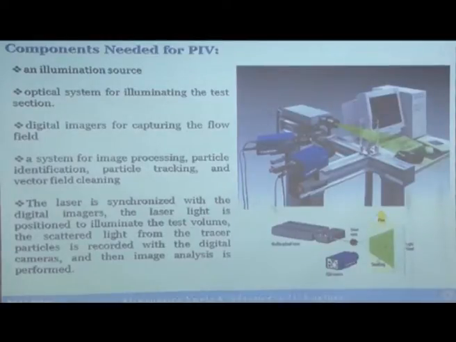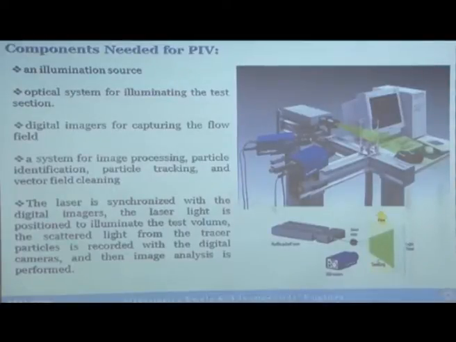This is another example. So, you have this laser, light optics, you have one sheet, and this is 2D PIV, flow is taking place inside this cylinder. So, you need an illumination source, you need an optical system for illuminating the test section, you need digital imagers for capturing the flow field. Digital imager means cameras. You need a system for image processing, particle identification, particle tracking, and velocity vector cleaning.